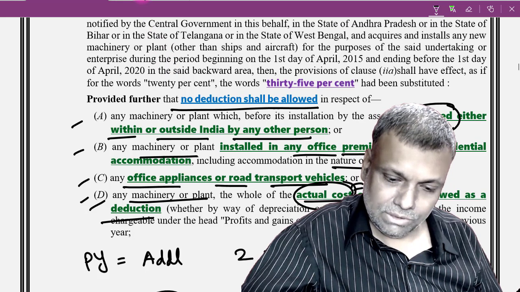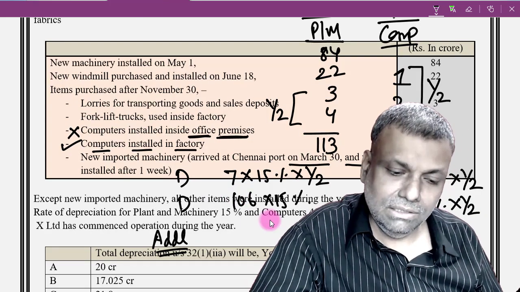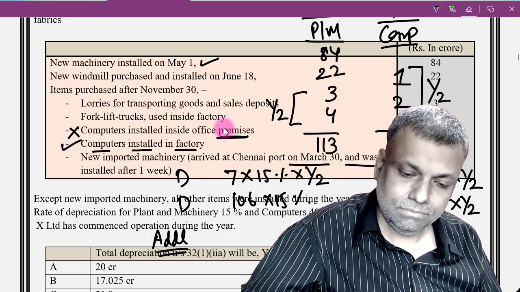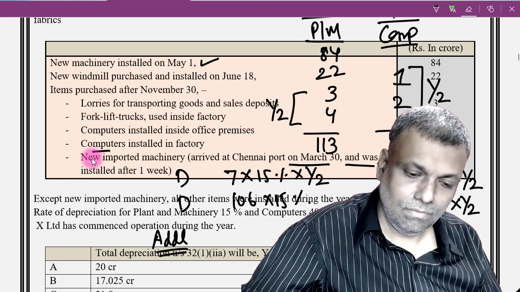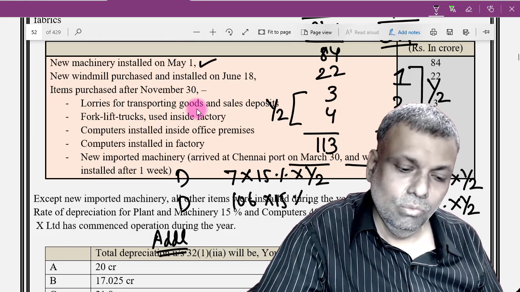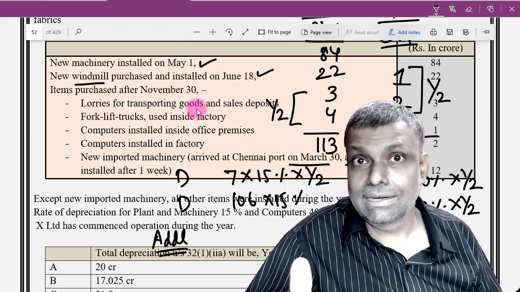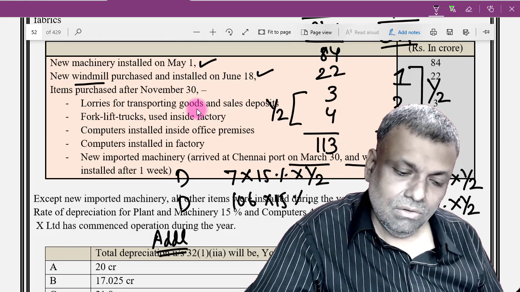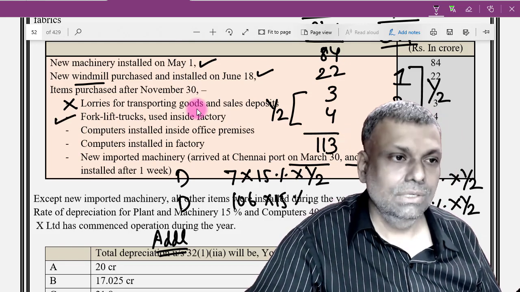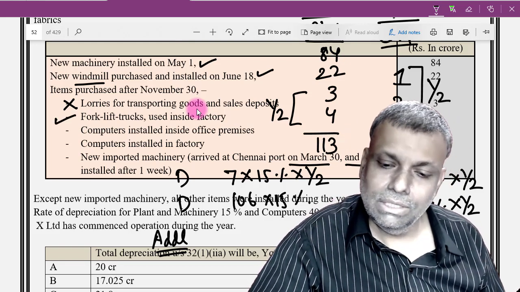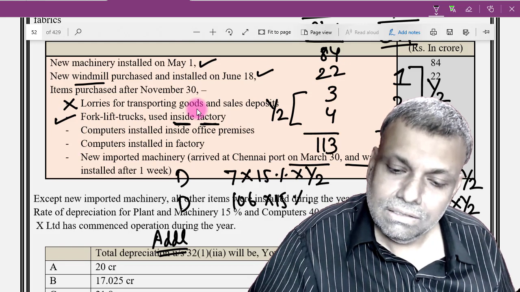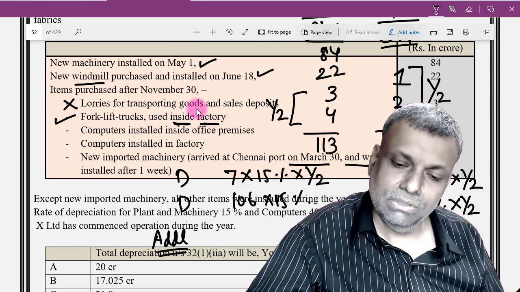Okay. Now see, come back to the question with respect to plant and machinery. See, new machinery you can get additional depreciation. Okay, one second, let me erase these few things. Okay, so new machinery you can get, new windmill also you can get, because only ships and aircraft are not allowed. Okay, now lorries for the transportation, additional depreciation you cannot get. Forklift you can get. Okay, so whatever is the amount of the forklift, this is inside the factory. Okay, so that you will be eligible for the purpose of additional depreciation.